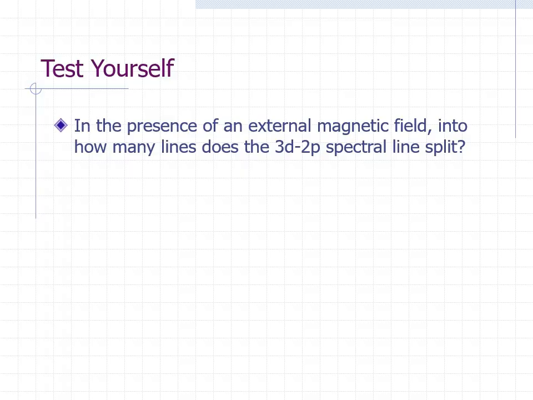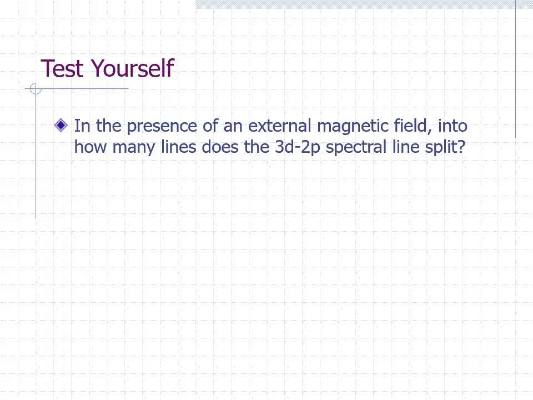Consider the Balmer alpha line at around 656 nanometers. These are due to transitions from 3p to 2s, 3s to 2p, and 3d to 2p. Into how many spectral lines do the 3d to 2p transitions split in the presence of an external magnetic field? Pause the video to figure out the answer.